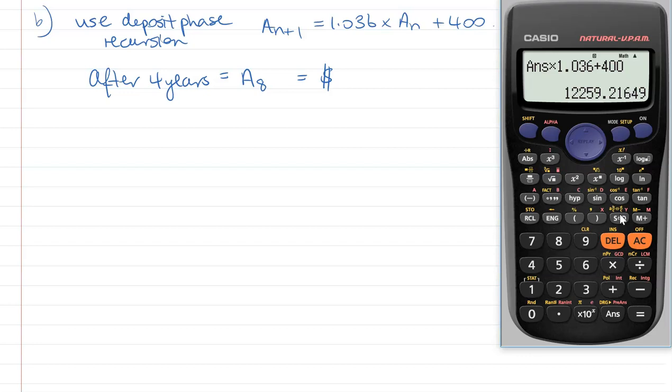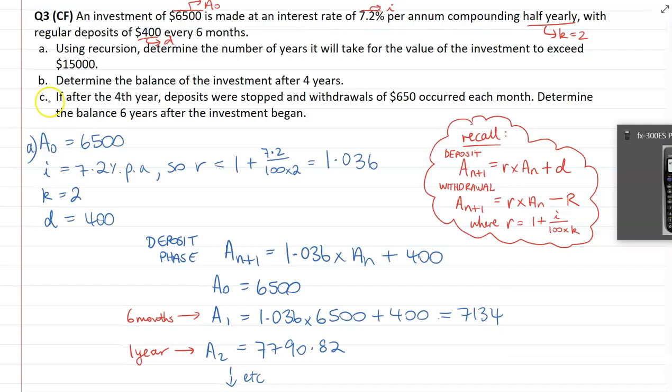So after 4 years, there would be a balance of $12,259.22. Lastly, after this 4th year that we've just worked out, deposits are stopped and now withdrawals of $650 will occur each month. Determine the balance 6 years after the investment began.